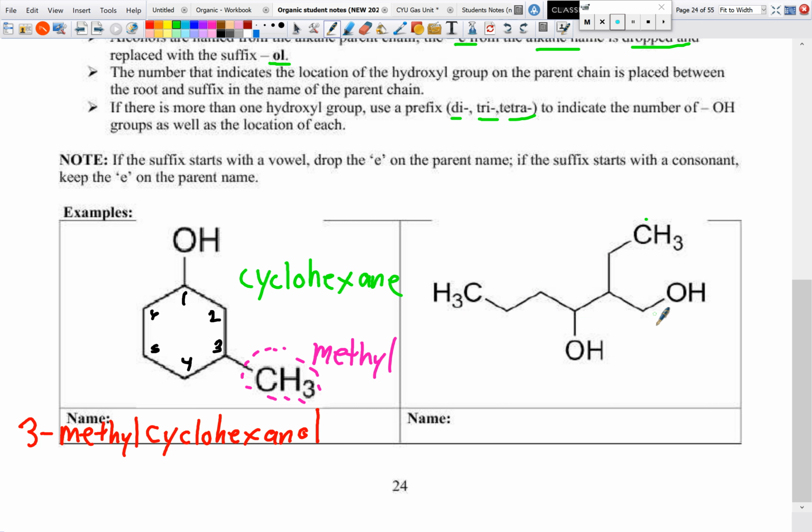Because of that rule, we're going to have to find our longest continuous carbon chain right across the middle here, containing carbon 1, 2, 3, 4, 5, and 6. So we actually have a hexane.